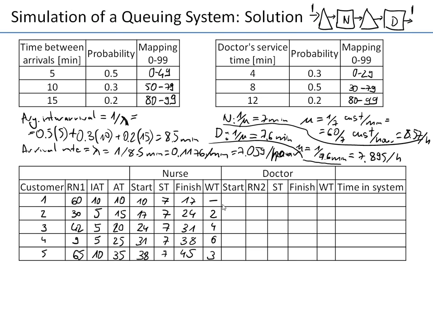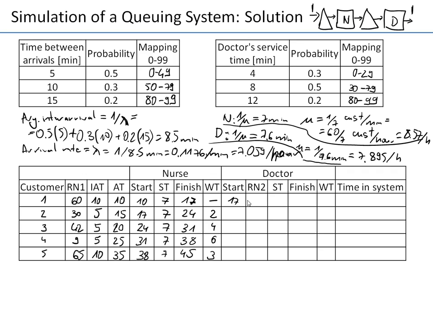So again, as previously with the nurse, with the doctor, the first patient comes, and we will assume the doctor is already there in the office waiting for the patient. The patient finishes at the nurse's station at minute 17, so he can start immediately at minute 17 at the doctor. And again, to generate service time for the doctor, we need a random number. Now, we shouldn't use the same random numbers as for the arrivals, because we would have a correlation between inter-arrival times and service times. And we don't want to have this. Therefore, we should use some new random numbers.